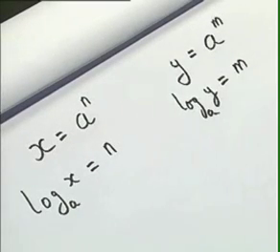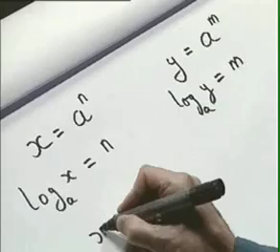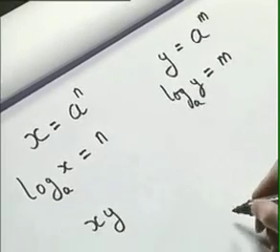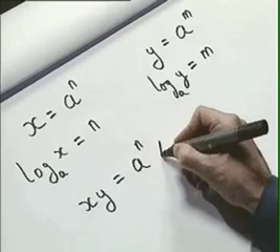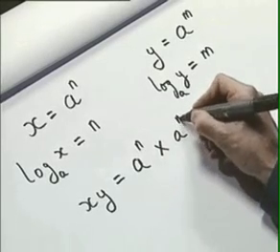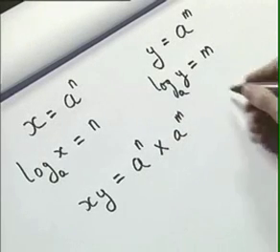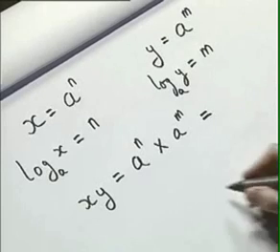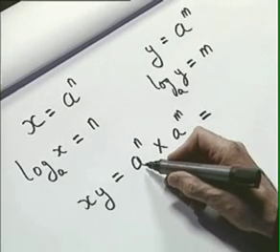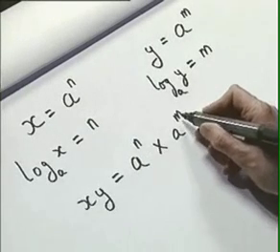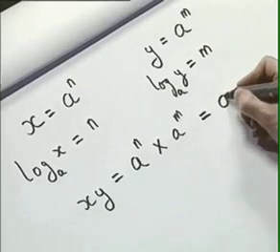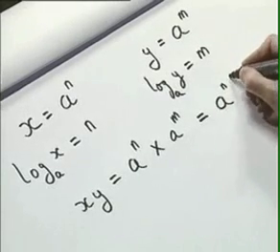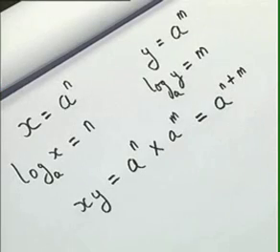We want to multiply these two together. So x times y is a to the power n times a to the power m. And what do we get here? A to the power n times a to the power m means that we add the indices together. So that's a to the n plus m.